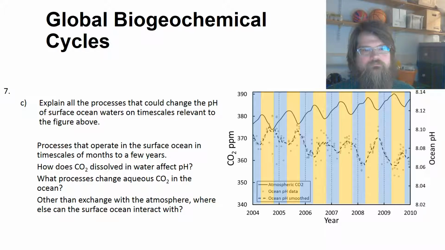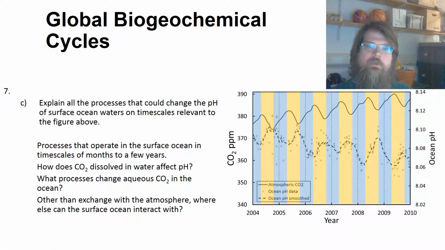And I guess another approach would be thinking about whether there are things that... So the graph does imply that there is a link between CO2 in the atmosphere, going up and down, up and down, up and down, and pH of the ocean.